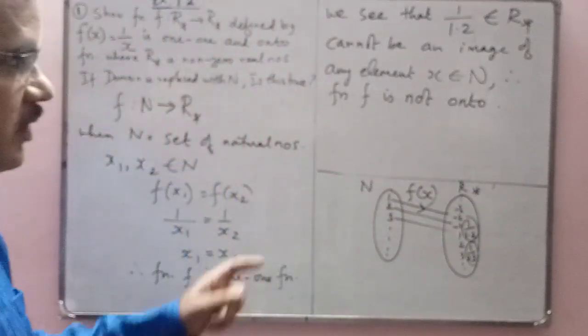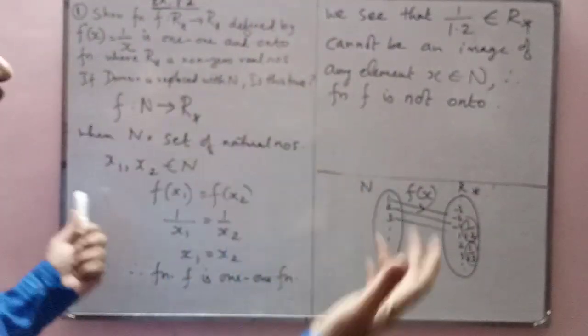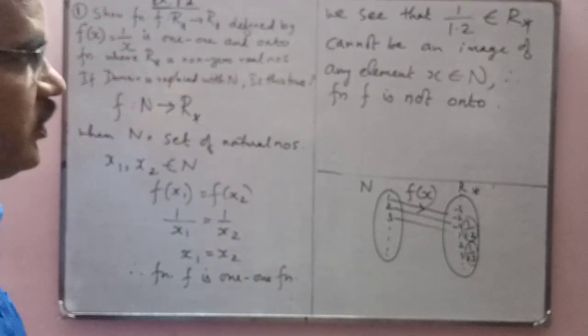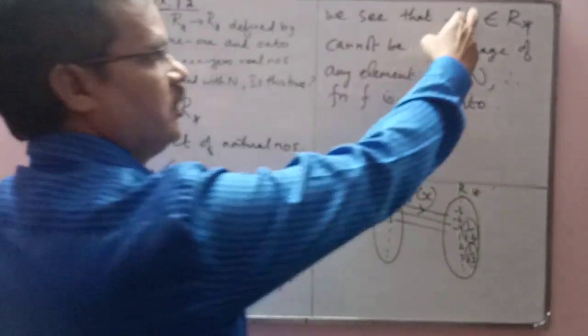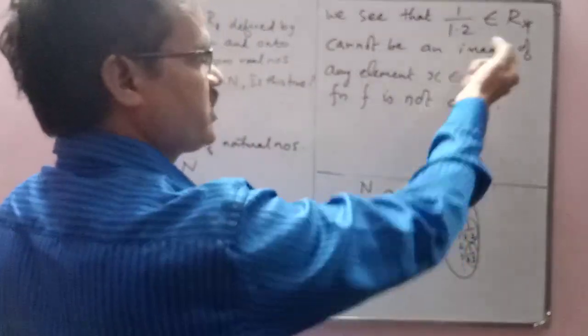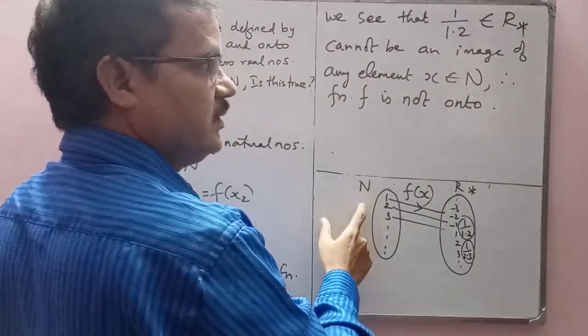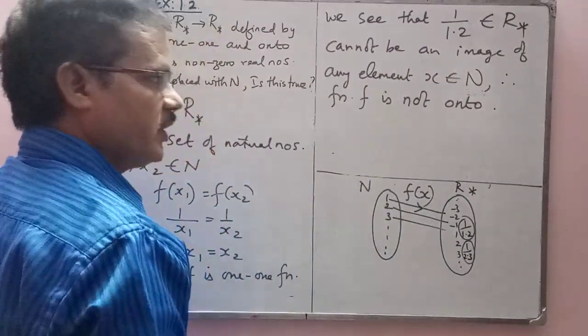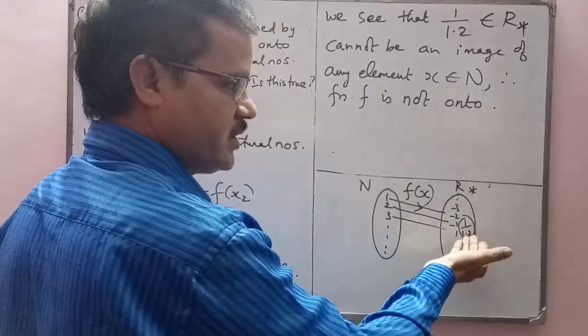Okay, children, this you have to write. You cannot directly take 1 by x1, 1 by x2 and finish up like that. These sorts of questions you can explain like this: you take one value which cannot be an image of any element x in N. Therefore, it is not onto. There are some elements left behind.